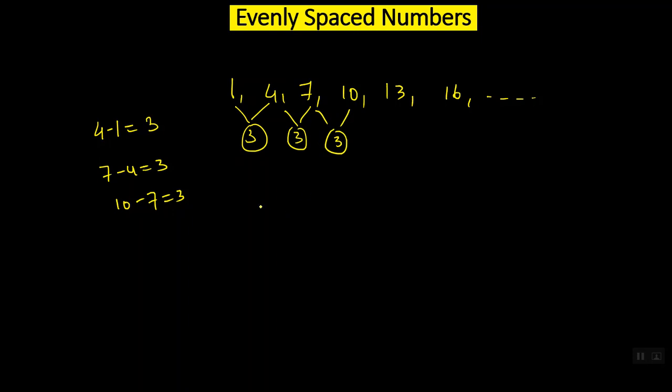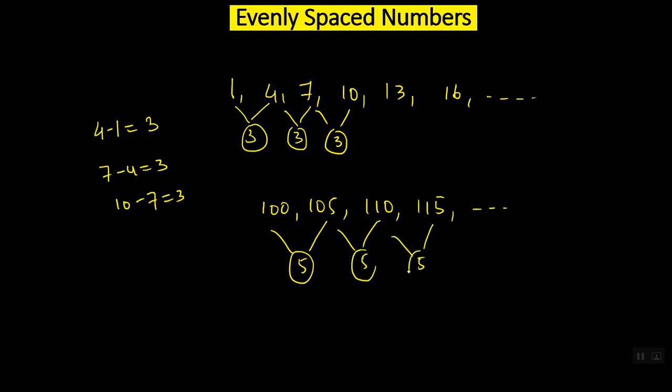The numbers can also be, let's take, 100, 105, 110, 115, and so on. The differences between them are 5, 5, 5, and so on. These are evenly spaced numbers. Another word in maths that we can use for evenly spaced numbers is arithmetic sequence. So these numbers are said to be evenly spaced.